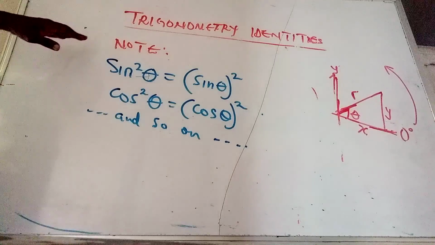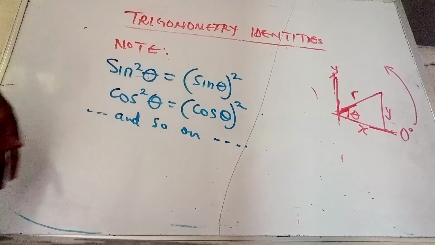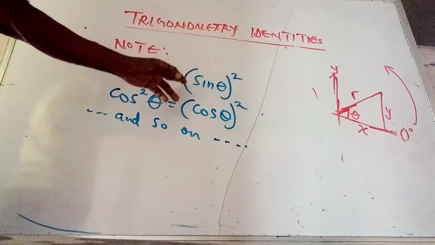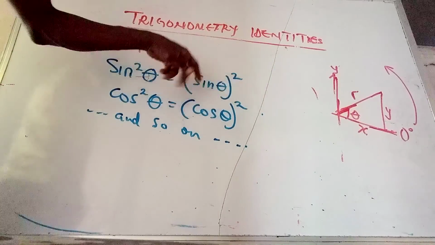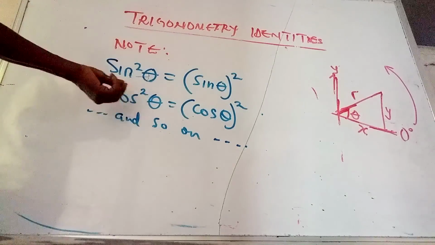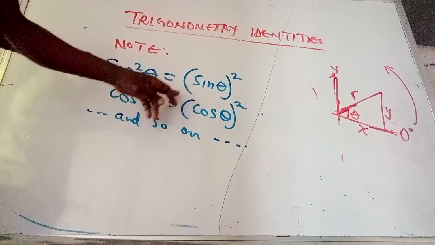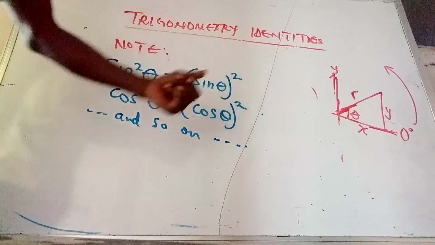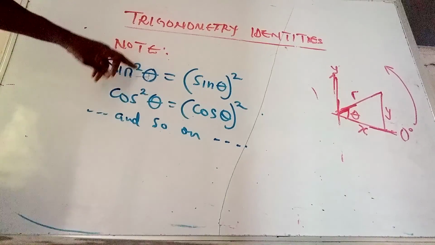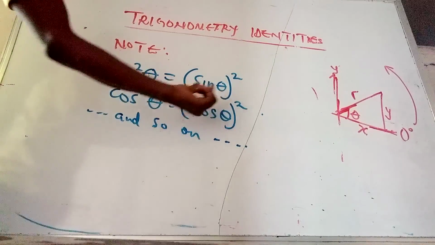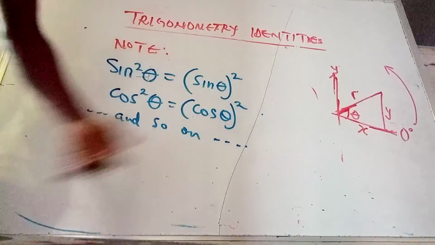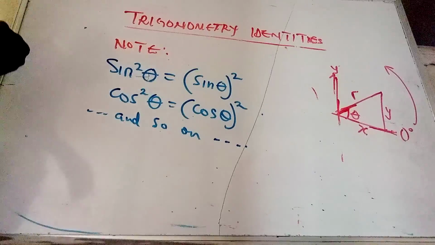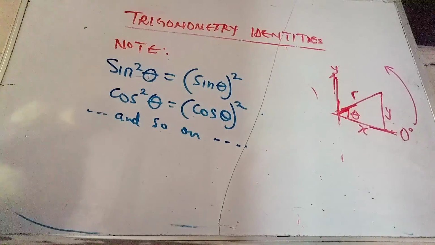It's important you note that when we write sin square of theta, it's the same thing as raising the whole of sine of theta to power of 2. And when we write cosine square of theta, it's the same thing as raising the whole cosine of theta to power of what? 2. So whenever you put a power on sine or cosine, it affects the whole of it. This will be the end of the second episode on trigonometry.